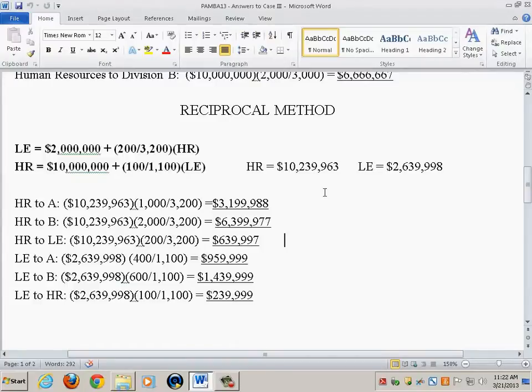2,639,998. Which means what? Which means that, reflecting the exchange of services between HR and LE, the total dollars that HR has to allocate to all units, the operating units and LE, is 10,239,963, and the total number of dollars that LE has to allocate to all units, A and B and HR, is 2,639,998. So this is it. This is the first stage. Let me open the floor to any questions. Any questions about how you set up the equations? What is the logic behind the equations? What's the meaning of the solutions?